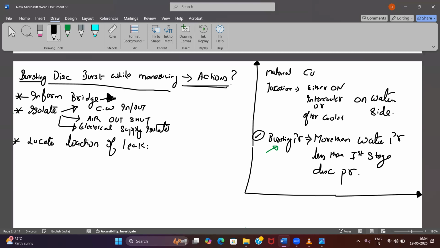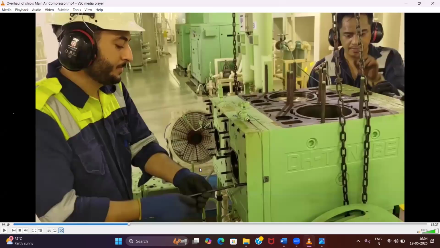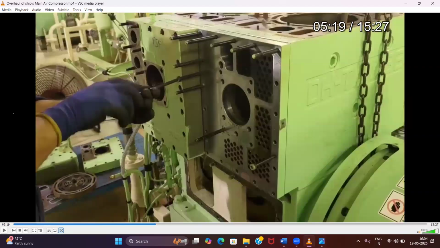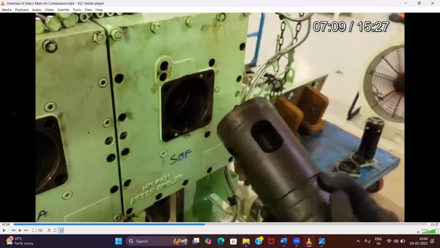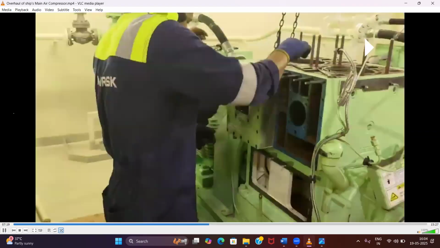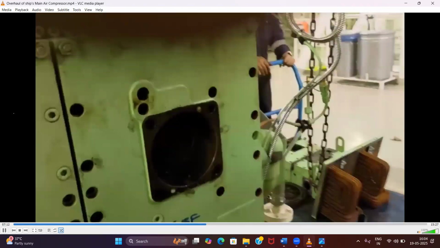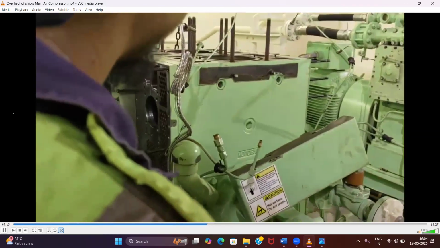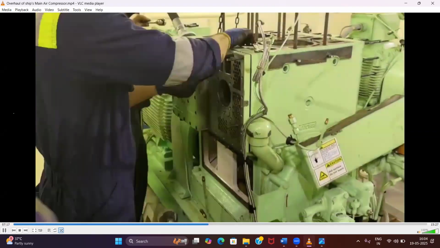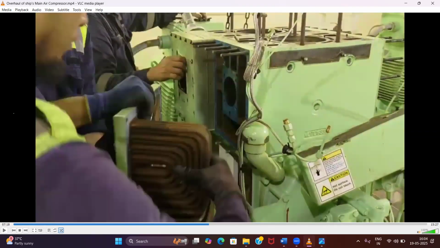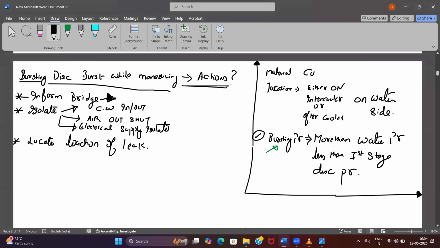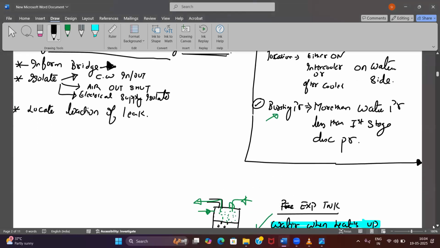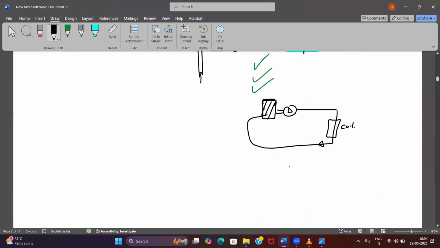Now it will depend on what type of cooler you have. That will tell you how to proceed. Suppose I have this kind of cooler that I showed you here. If you have this type of cooler, okay, so you can see here, this is your cooler. I can draw it like here.